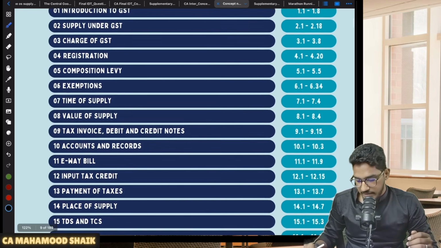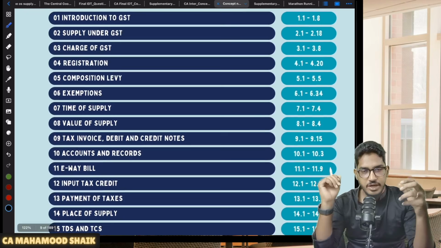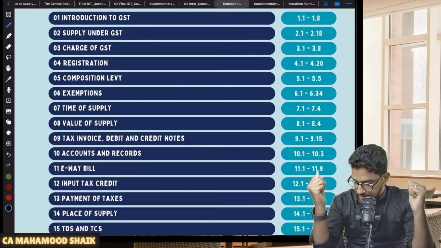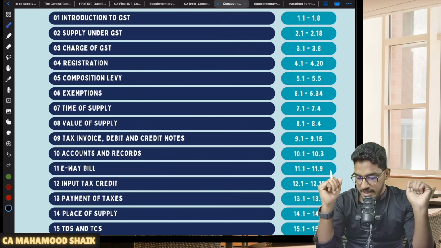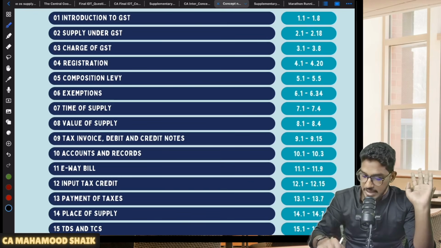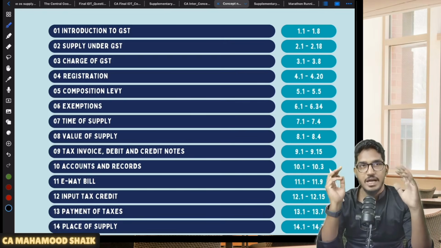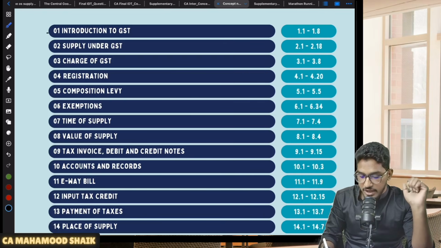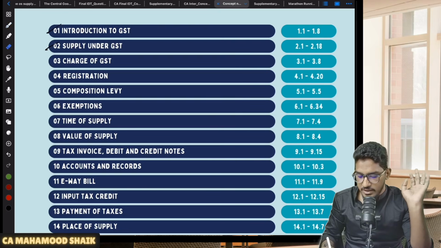As you could see here, we have a very good number of chapters. We will pick the chapters one by one and try to revise them. Today my target will be on day one. Let me give you my agenda, what I have in mind to cover. Number one, introduction to GST. Thereafter, supply under GST. Thereafter, registration. So this is the agenda for today.